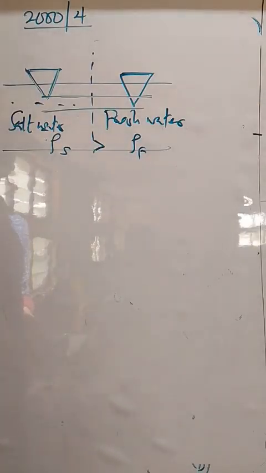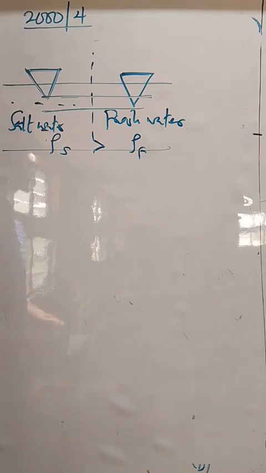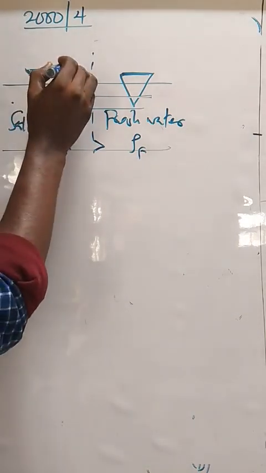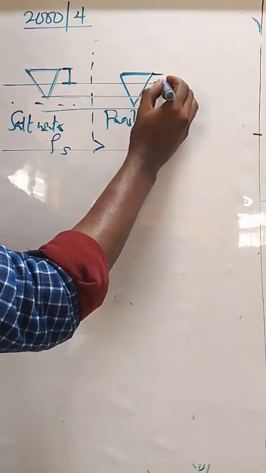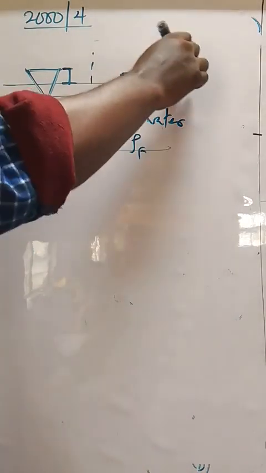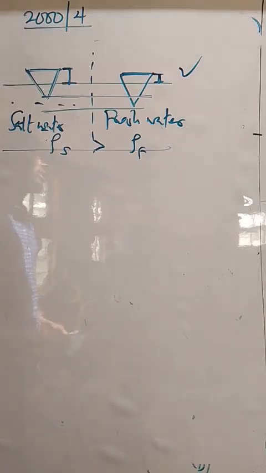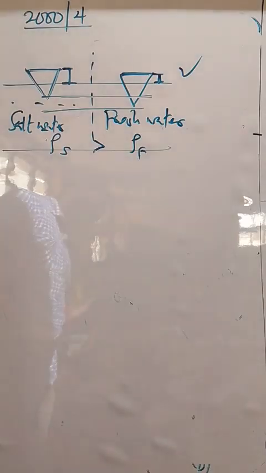Now continue the question. A ship sails from salt water to fresh water. The fraction of the volume above the water surface. This is the fraction above. In this case, look at the fraction. It will decrease. Now, option A, remain the same. No. B, increase. No. C, decrease. It will decrease. C is the answer. D, increase then. No, it will decrease. Is that all? Yeah.